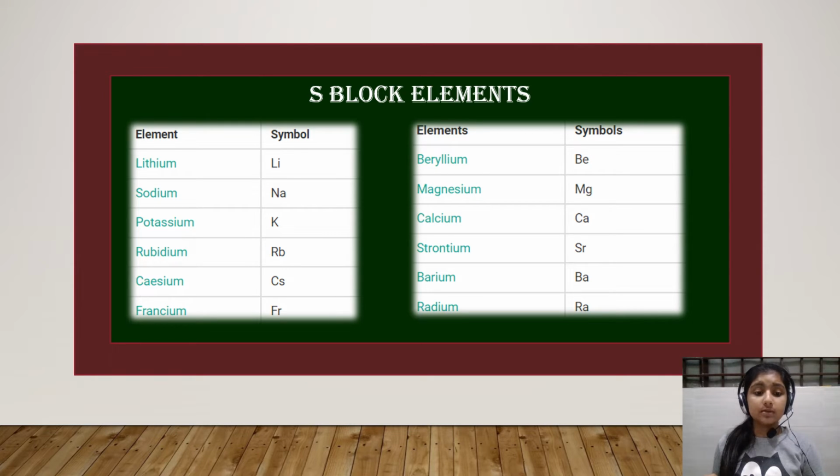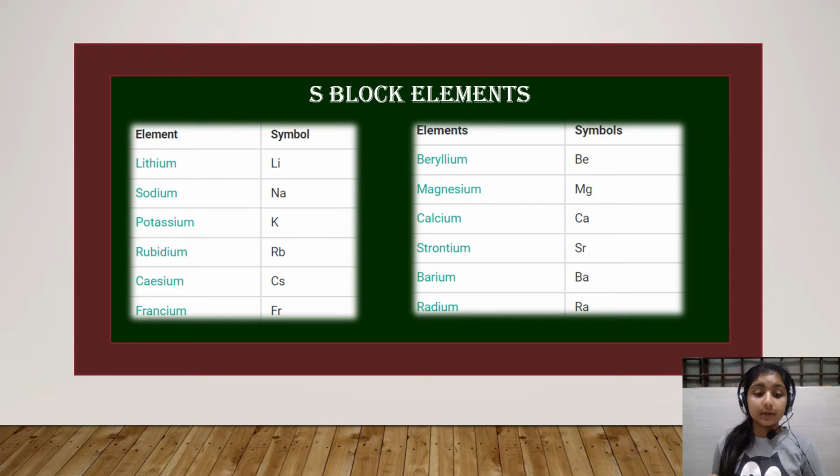So why is it written so? Because the name of the element in the Latin language, the name of sodium in the Latin language, is natrium. So natrium contains the first two letters as Na, so it is abbreviated as Na. That's why the sodium symbol is Na.